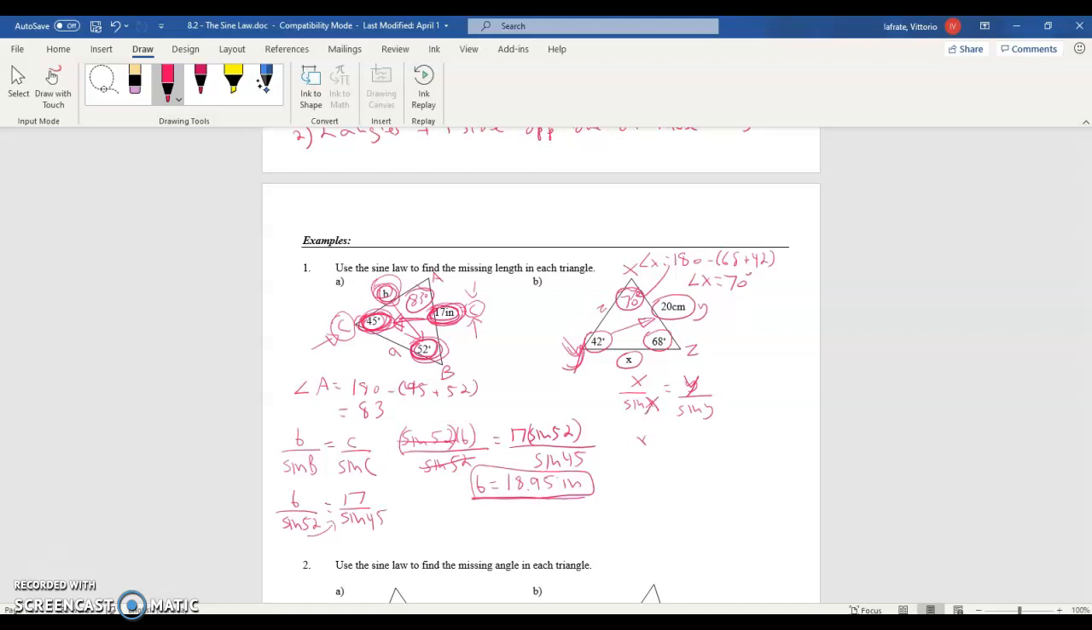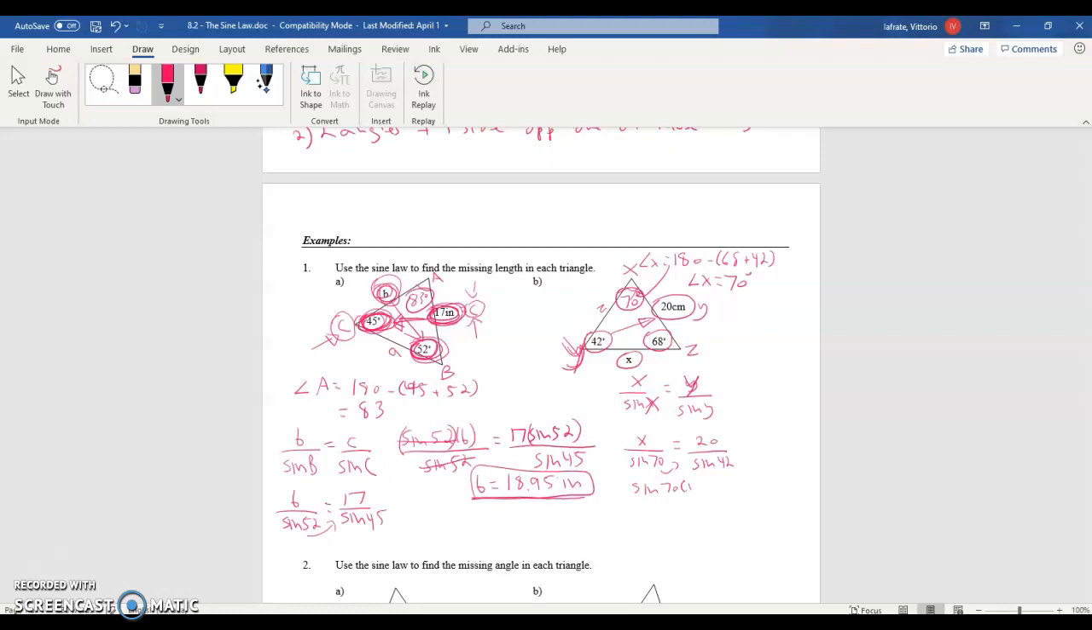We can say that little x over sine of 70, and the reason I'm writing it this way again is because I'm looking for a side, so I write the side on top first, and you have to be consistent. If you're doing sides on top, all sides have to be on top. Is equal to side y, which is 20, over sine of angle y, which is 42. I can solve for x by multiplying both sides by sine 70, meaning sending 70 to the other side.